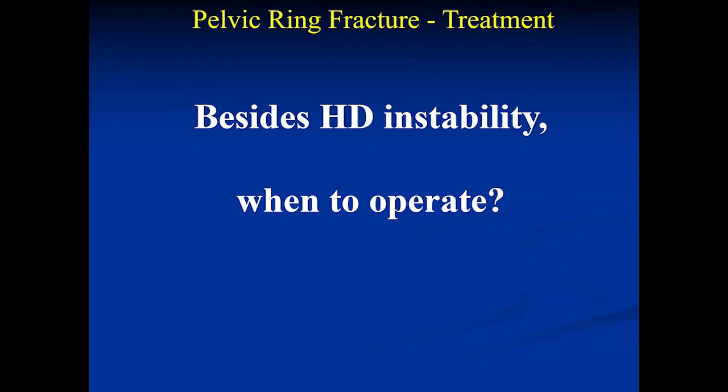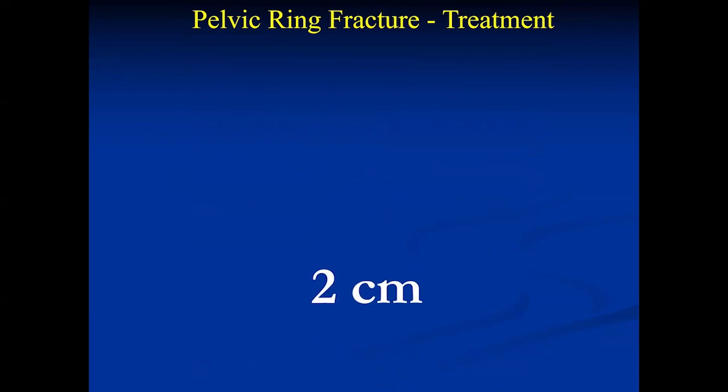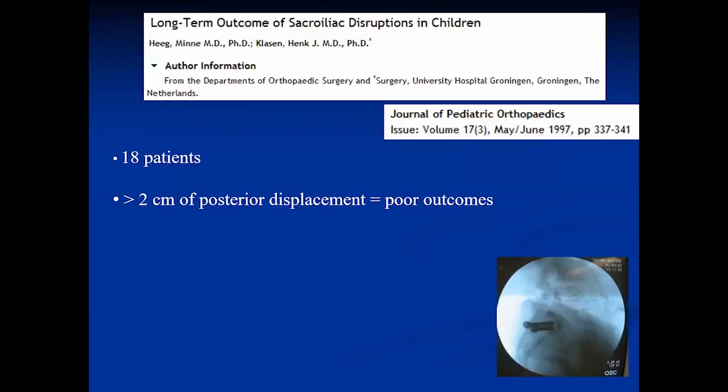But there is definitely a gray zone. Is there too much displacement? Is there a certain pattern that will cause you to operate? I think the key number for everyone to remember is 2 centimeters. If you have more than 2 centimeters of posterior displacement, you'll get poor outcomes.